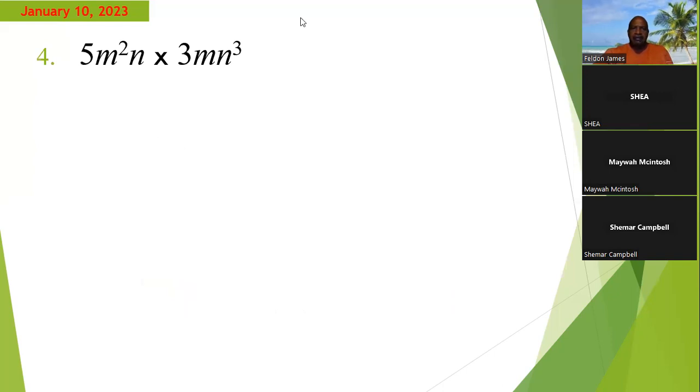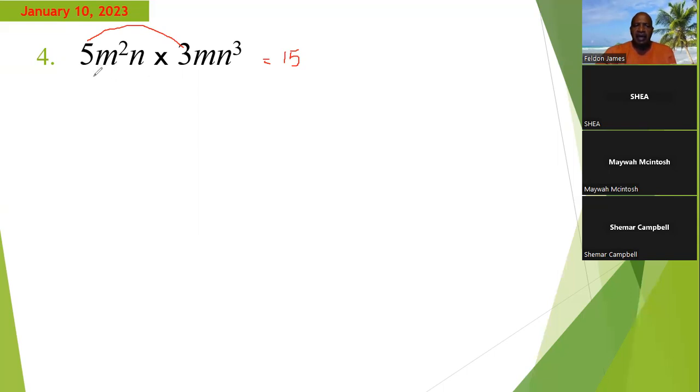All right, here we have a little bit more complex in terms of powers. Now we have 2 unknowns. We have m and we have n. For the first term, we have 5m squared n squared. Second term, we have 3m n cubed. Now we are multiplying them. So what we want to do first is to multiply the numbers together. And we say 3 times 5 give us 15.